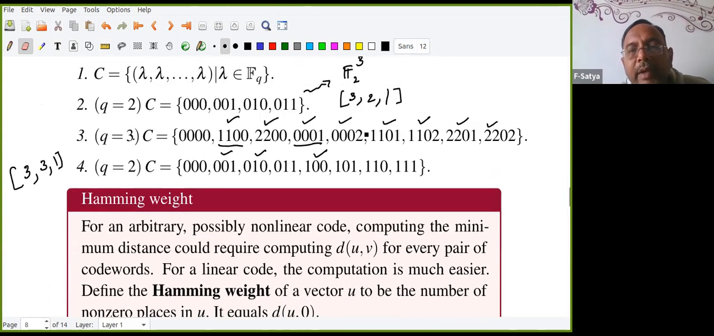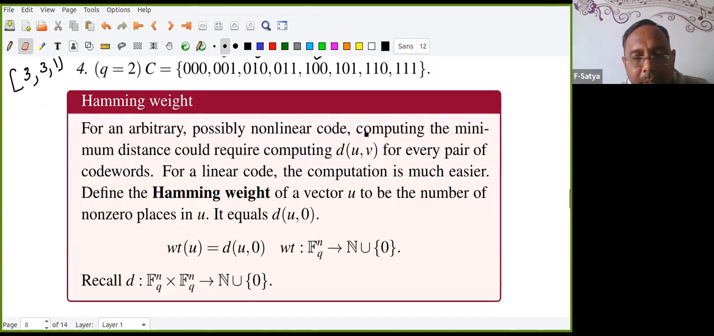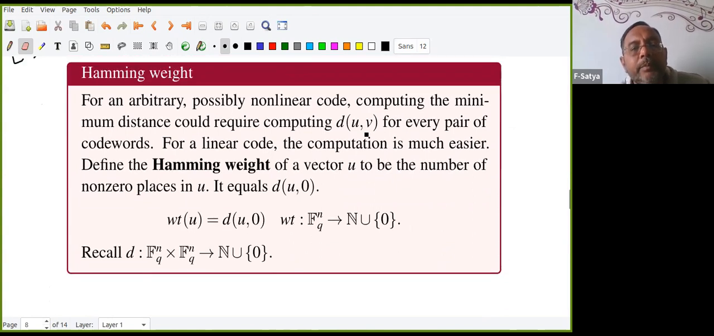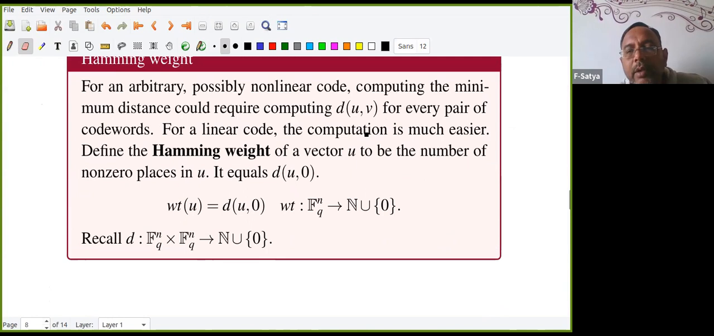Now I'm defining a new concept that is called Hamming weight. Hamming weight is defined as follows. For any arbitrary, possibly nonlinear code, computing the minimum distance would require d(u, v) for every pair of words.